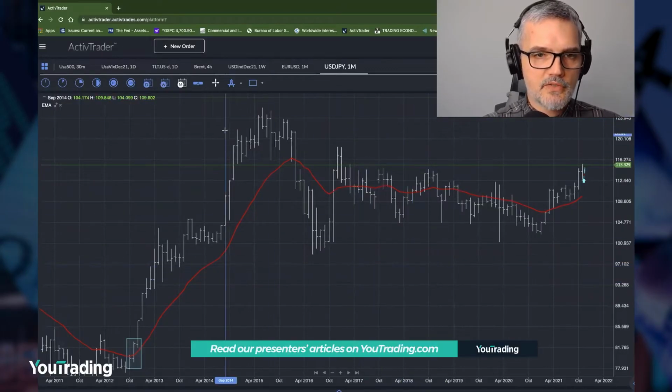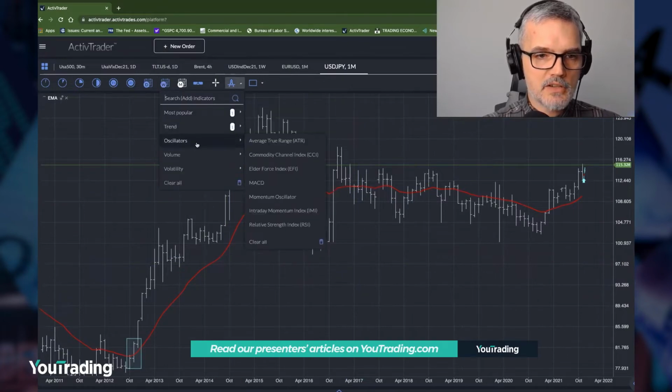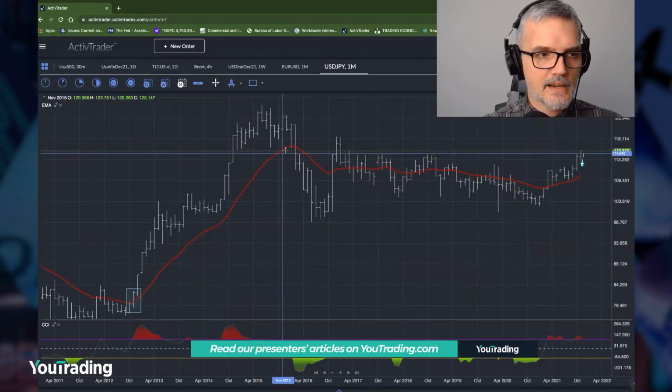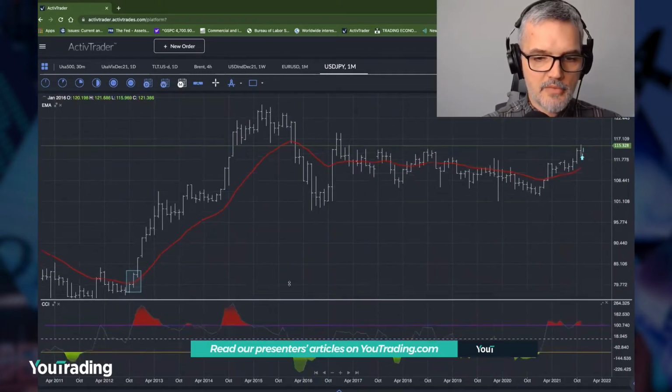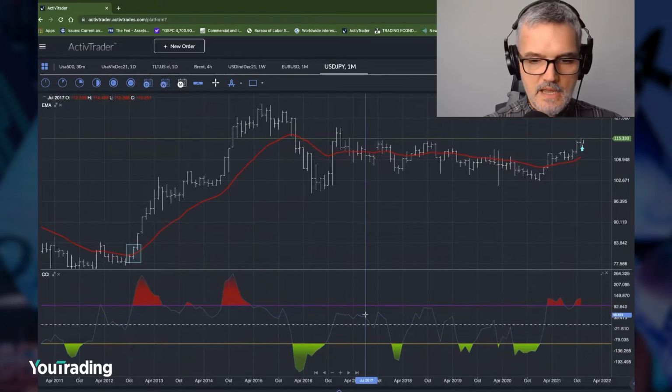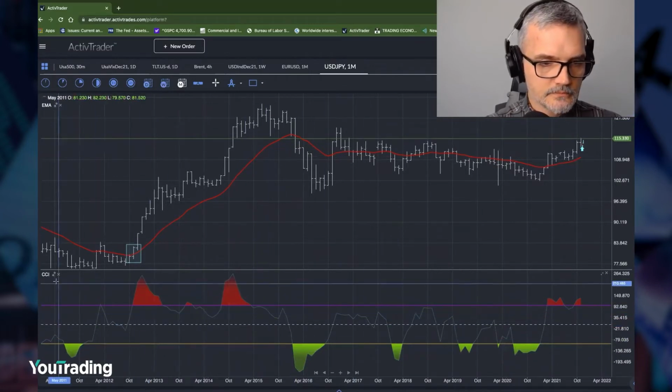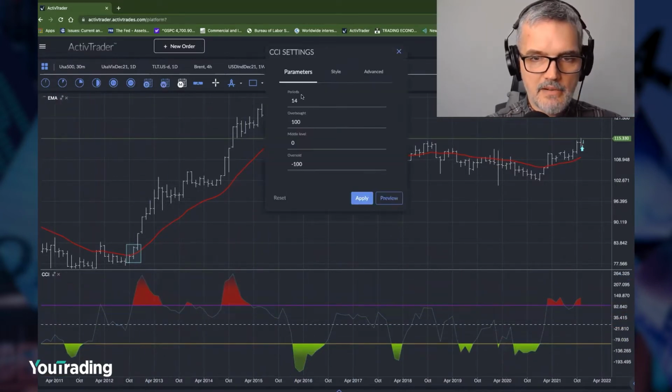Okay, first things first, we should find it in the indicators panel. So we go to oscillators, go to the Commodity Channel Index, which is the CCI. Click on that, and here you can see at the bottom of the screen, I've got this CCI oscillator. I'm basically going to change it to make it a bit clearer. So I'm going to keep the parameters the same. 14 periods is the period I'm going to use. Overbought will be 100, oversold will be minus 100.